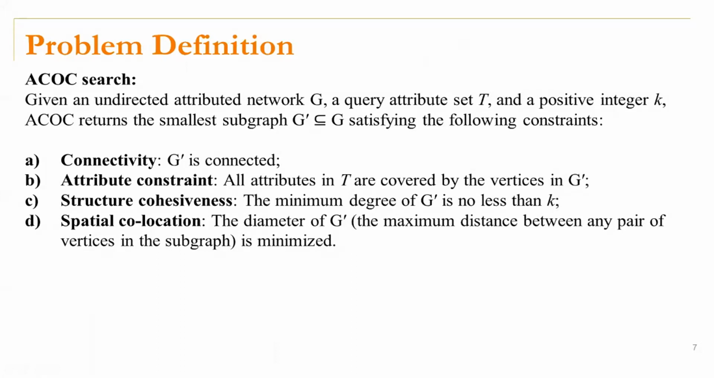C, structure cohesiveness. The minimum degree of G prime is no less than K, which is a k-core model. D, spatial collocation. The diameter of G prime is minimized. The diameter is measured by the maximum distance between any pair of vertices in the subgraph G prime.